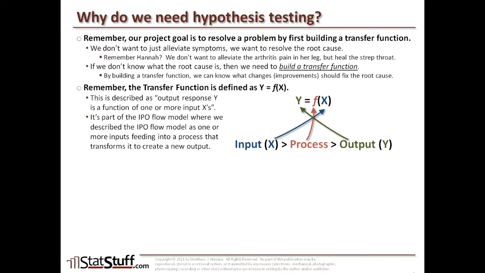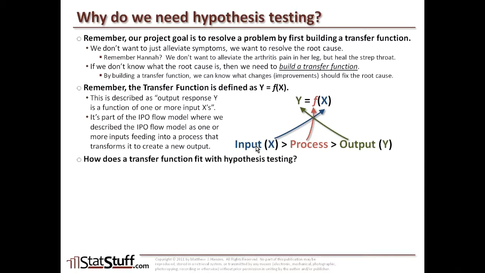It's part of the IPO flow model that we described before, where we have an input that leads to a process and an output. Well, the y refers to that output. The process piece refers to the function that's applied to an x, the x being the inputs that are part of it. So it's really expressed in the IPO flow model as an equation.